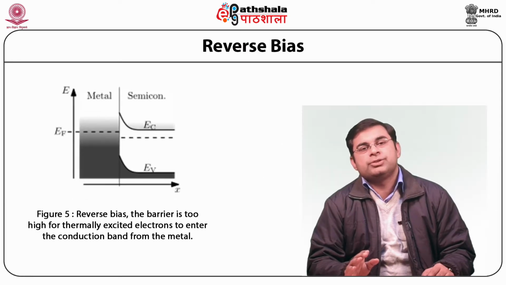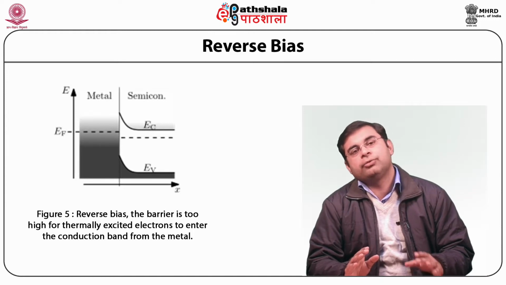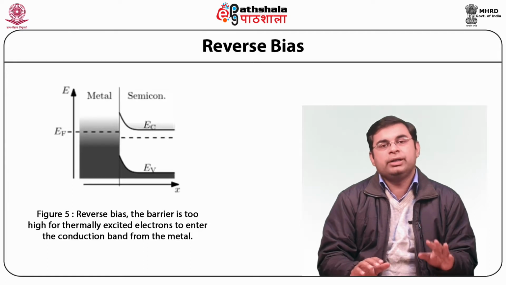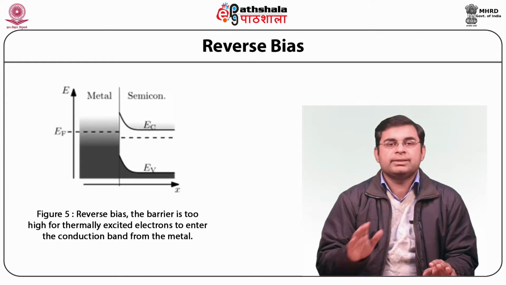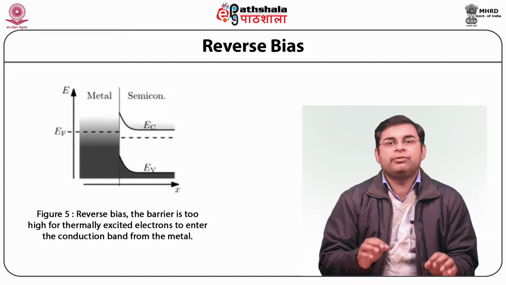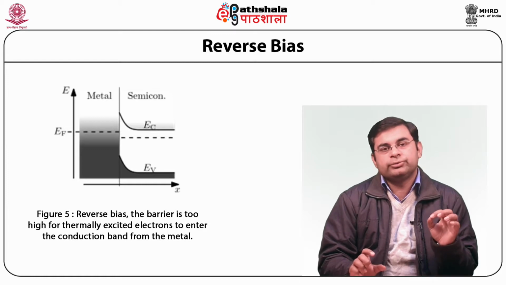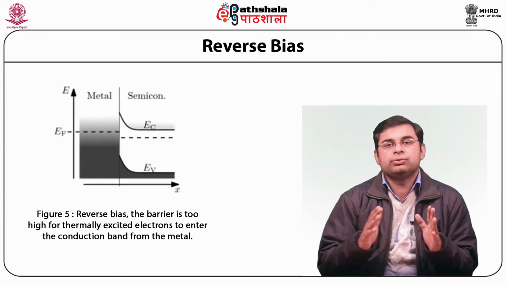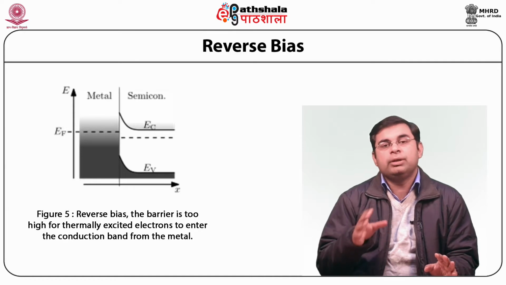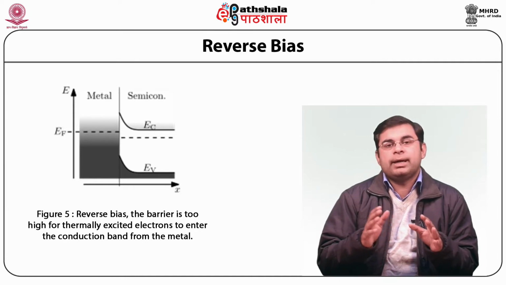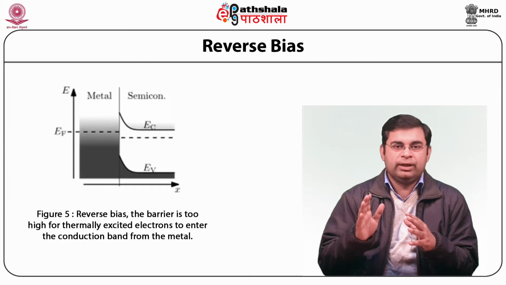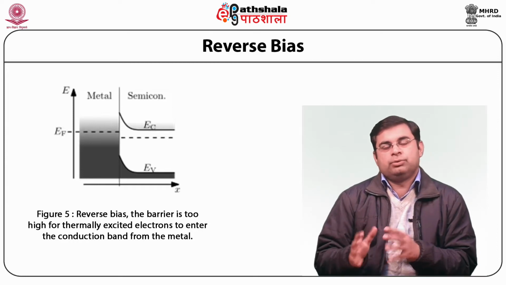Reverse bias. As shown here in figure 5, in reverse bias, the barrier is too high for thermally excited electrons to enter the conduction band from the metal. Under reverse bias, very few thermally excited electrons in the metal have enough energy to cross the barrier. Thus, a small leakage current flows. This leakage current is not constant but gradually increases with reverse bias voltage, owing to a weak barrier lowering, the same as the vacuum Schottky effect. However, when reverse bias is increased to higher values, the depletion region breaks down.